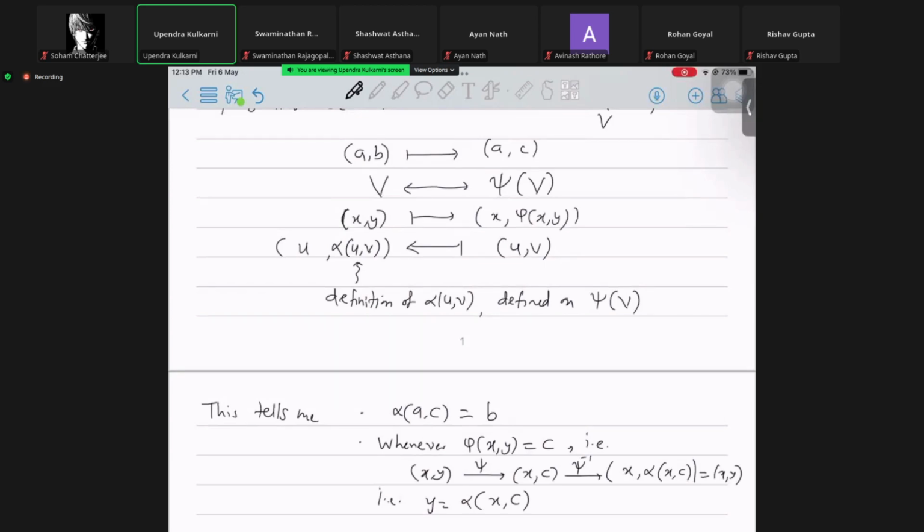So this is giving me a hint about how to define the function f. Because remember what the function f has to satisfy. It says that if phi of (x, y) is c, then I'm supposed to express y in terms of x.